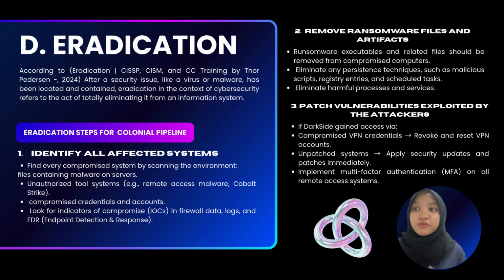The second one is remove ransomware files and artifacts. Next, all ransomware executables and associated files must be removed. Teams eliminate persistence mechanisms such as malicious scripts, registry changes, scheduled tasks, and any harmful processes or services running on the system. The third one is patch exploited vulnerabilities. Finally, vulnerabilities used by the attackers must be addressed. For example, if VPN credentials were compromised, those accounts should be revoked and reset. Any unpatched system must be updated immediately. It's also essential to enable multi-factor authentication on all remote access points.